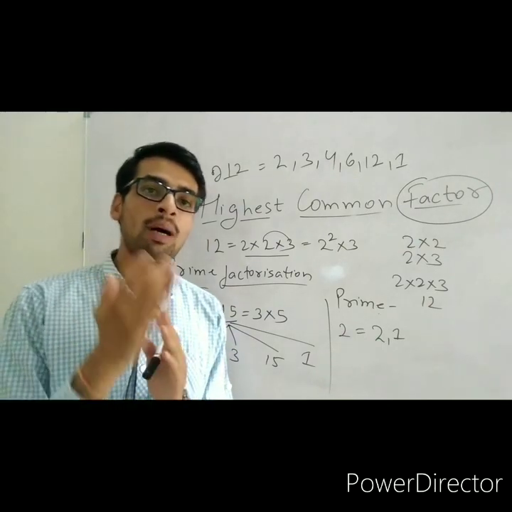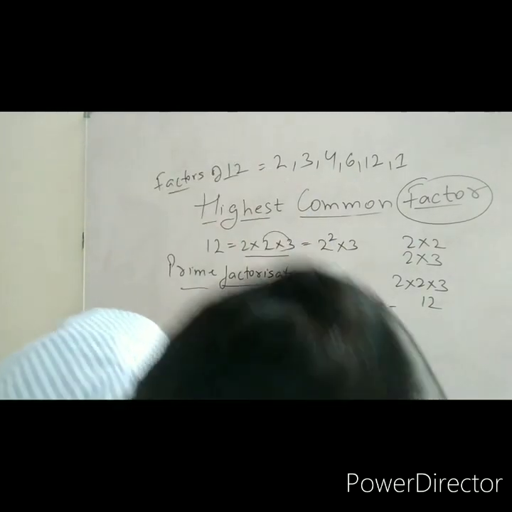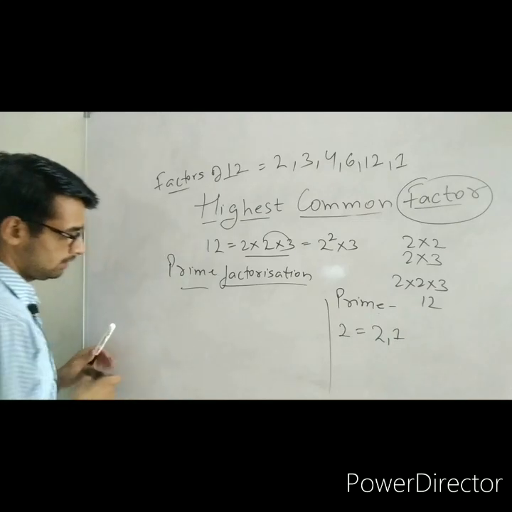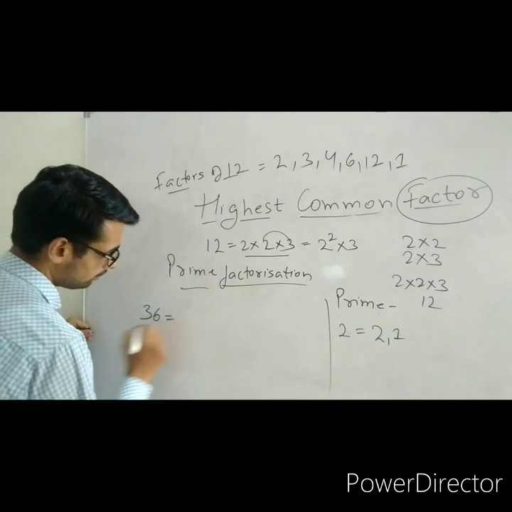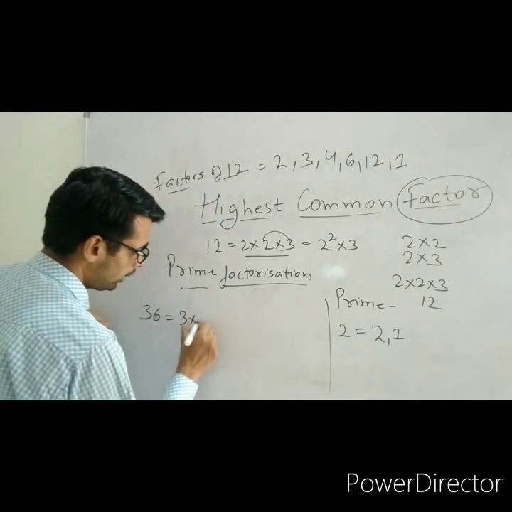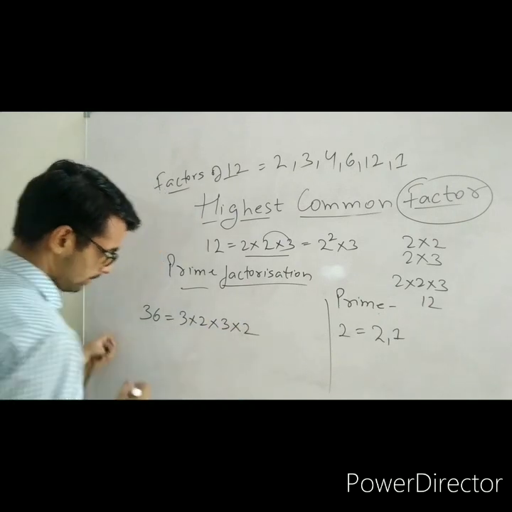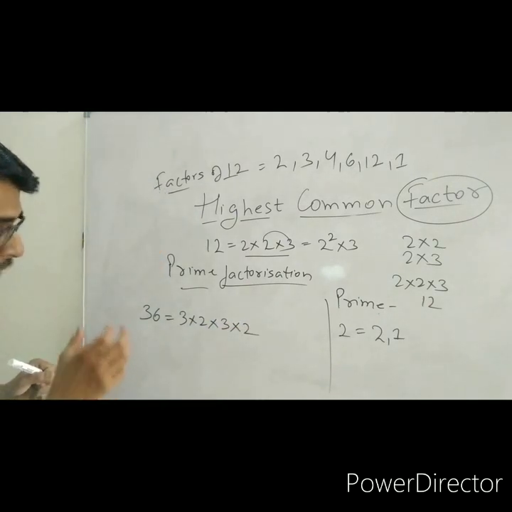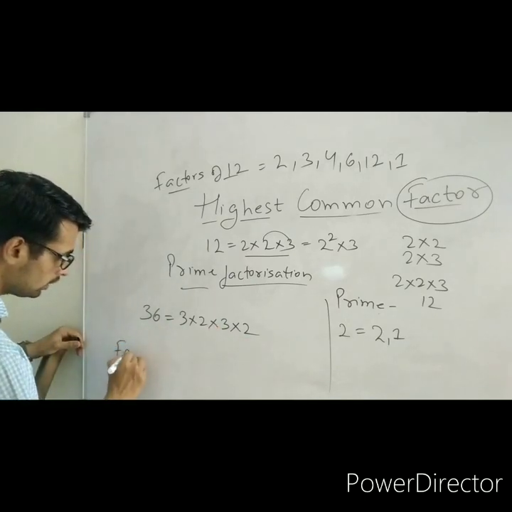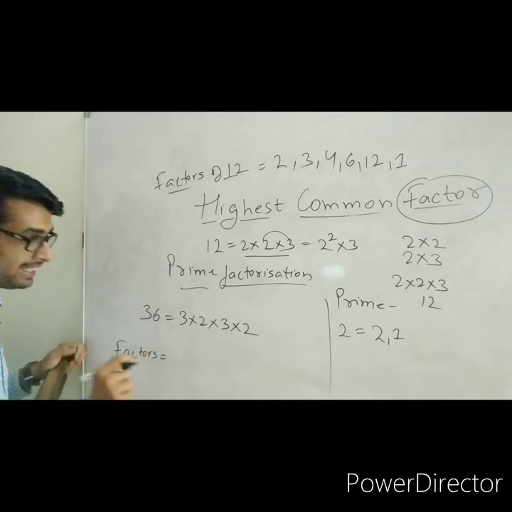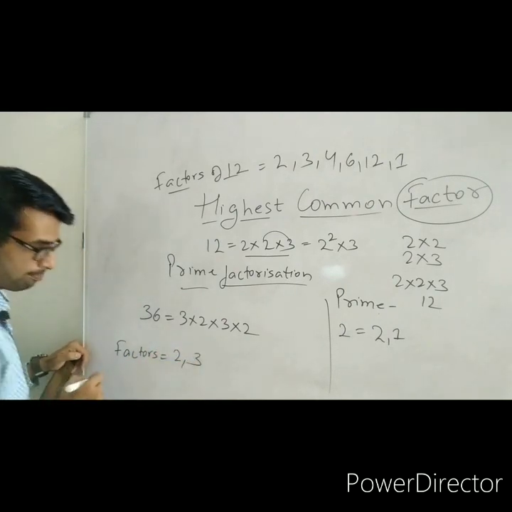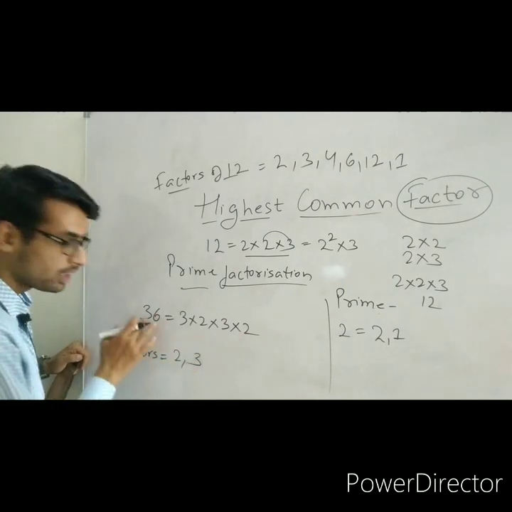Let's take one more example to understand it completely. Let's say 36. First of all, if we want to write its prime factorization, what is that? 3 multiply 2 multiply 3 multiply 2. Now I want to write all the factors of 36 by using this. What is the first step? You have to write all the prime numbers, so 2 and 3, and 2 and 3 are factors of 36.